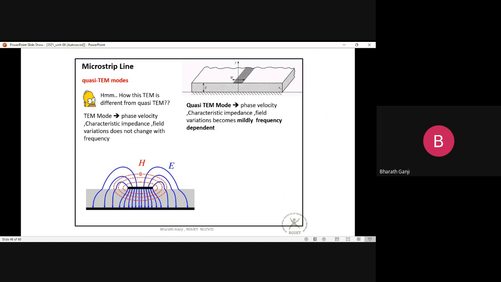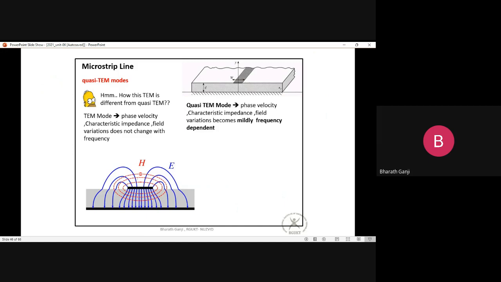So you can still think of it as a TEM mode, and you can calculate the phase velocity and characteristic impedance, but you have to calculate it at a given frequency, because at another frequency the pattern might change and the fields might change, and you can get a different characteristic impedance value and different phase velocity and so on.